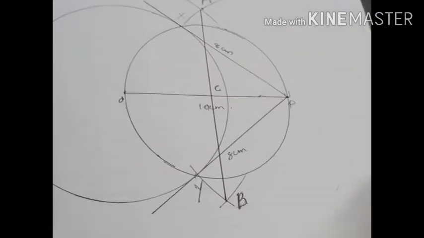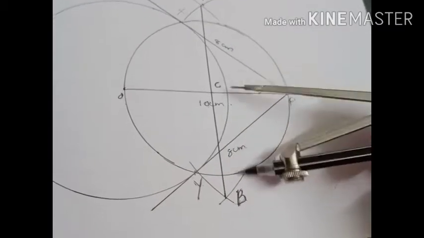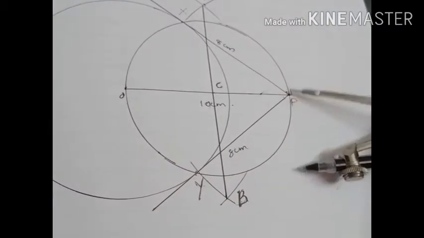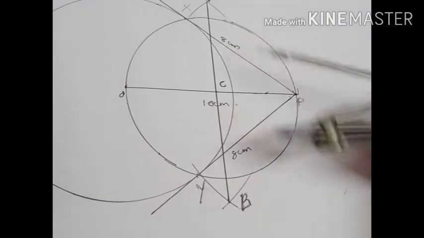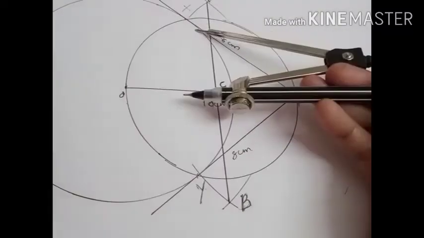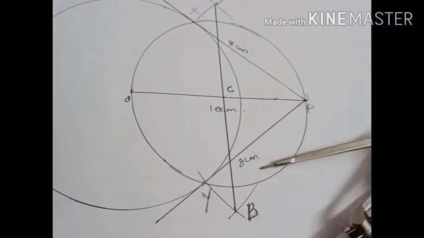So when we measure that, we will get this is 8, this is also 8. So by theorem 2, tangents from a point to a circle are equal in length. So we get the same measure for these two tangents. PX equals 8 cm, PY is also 8 cm.